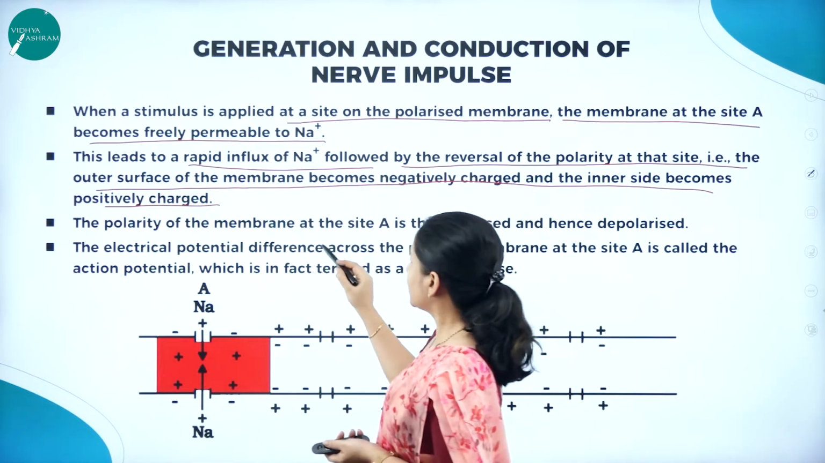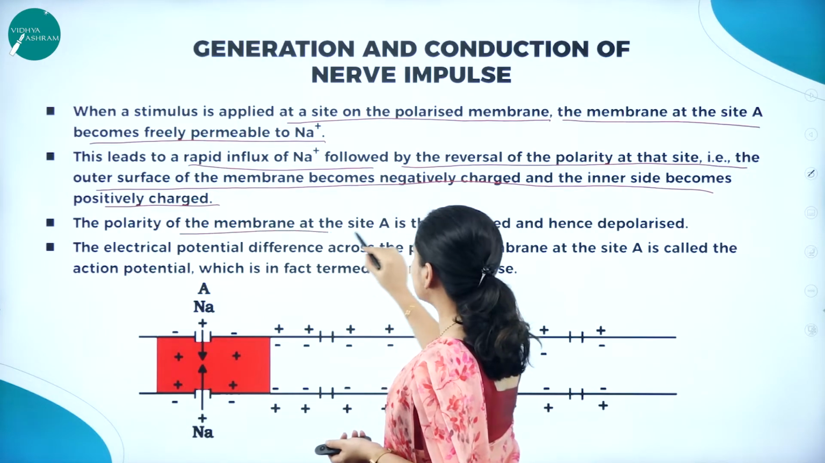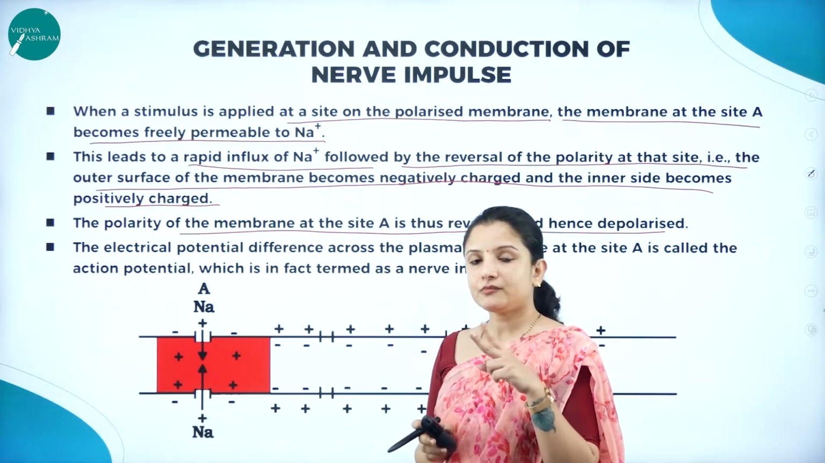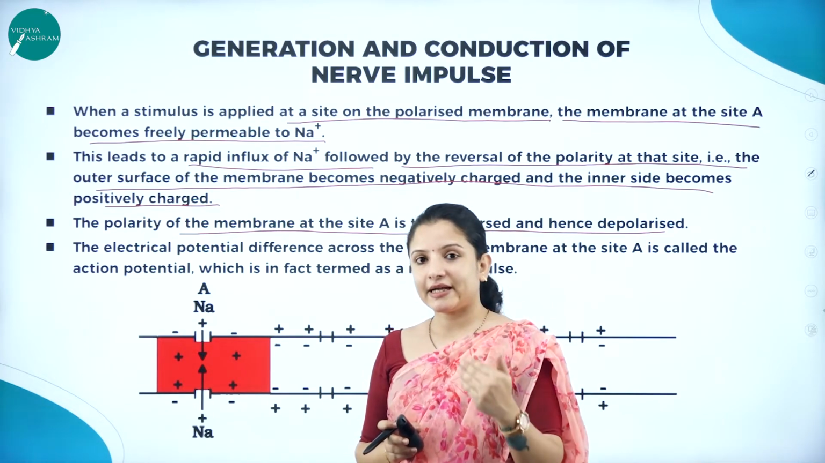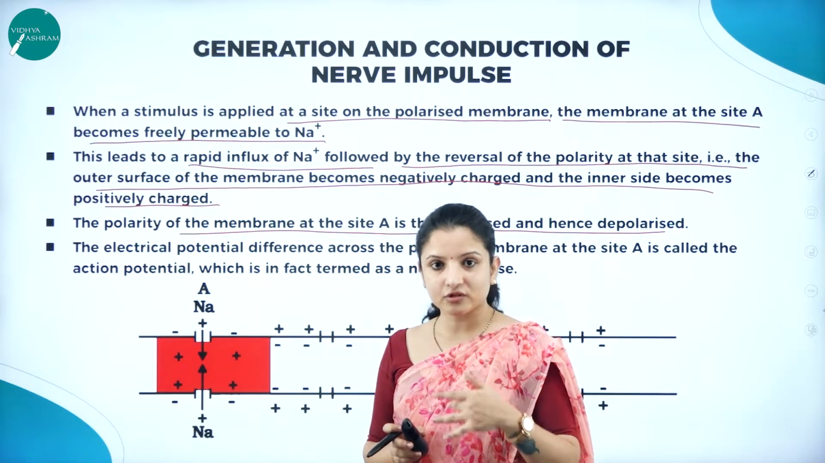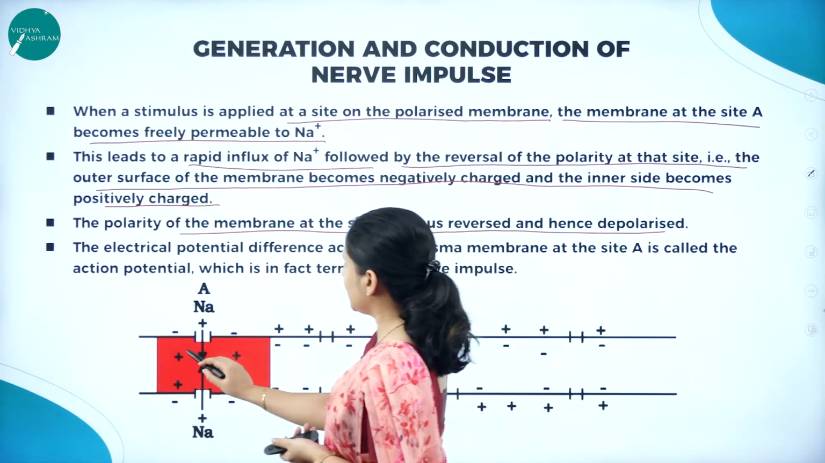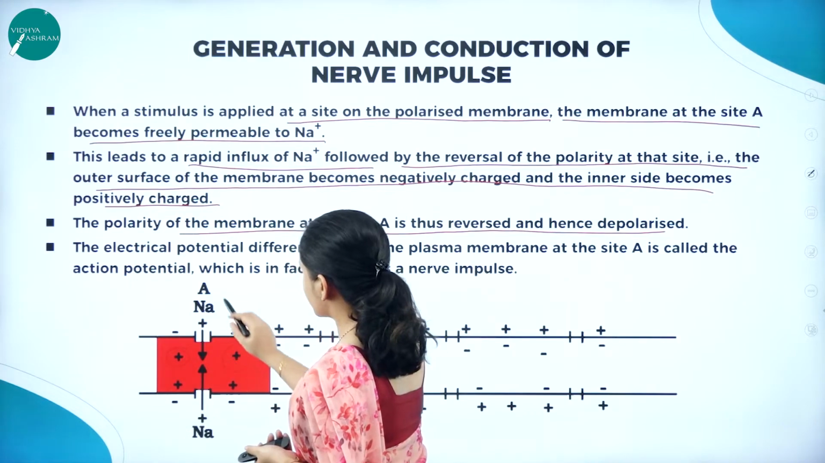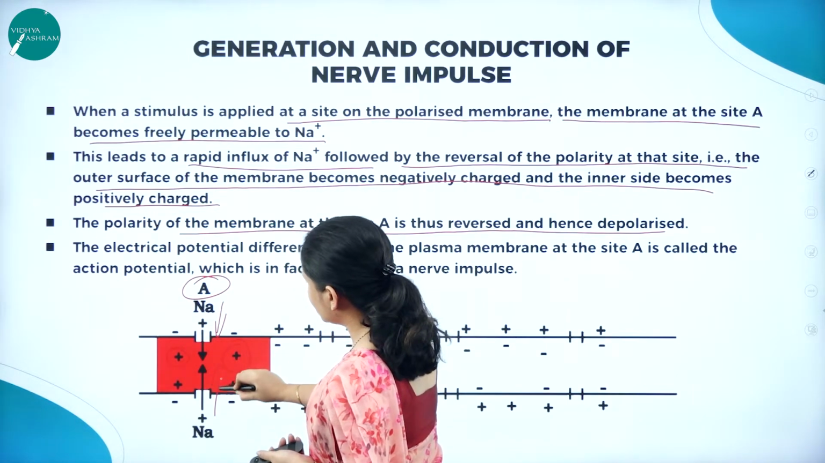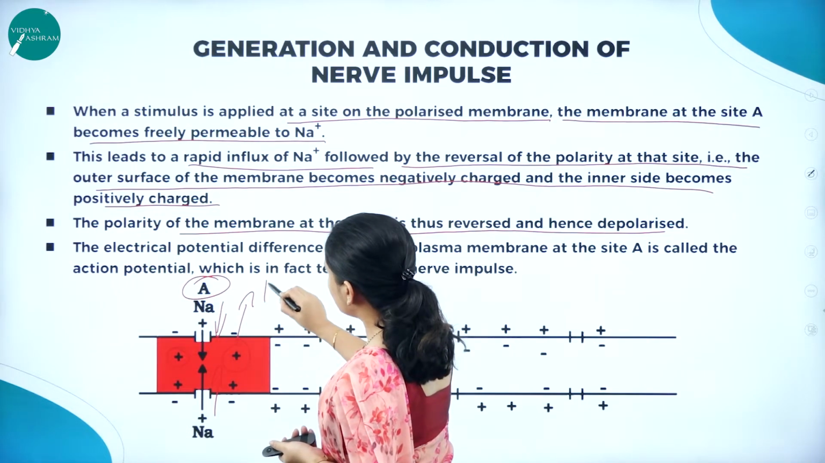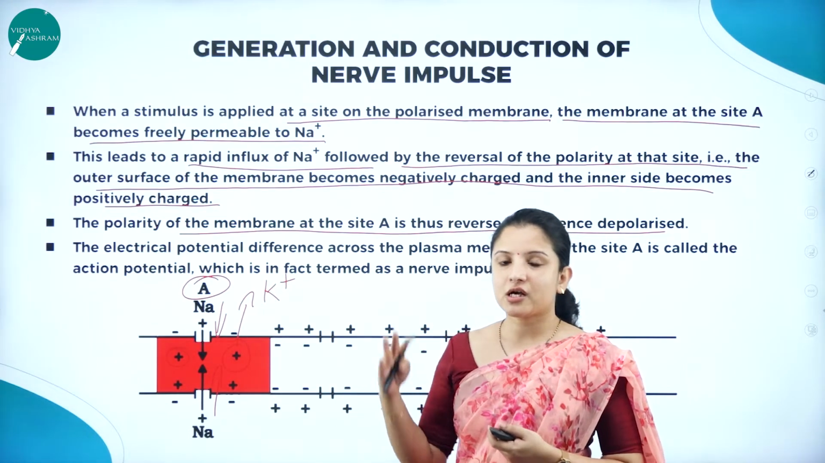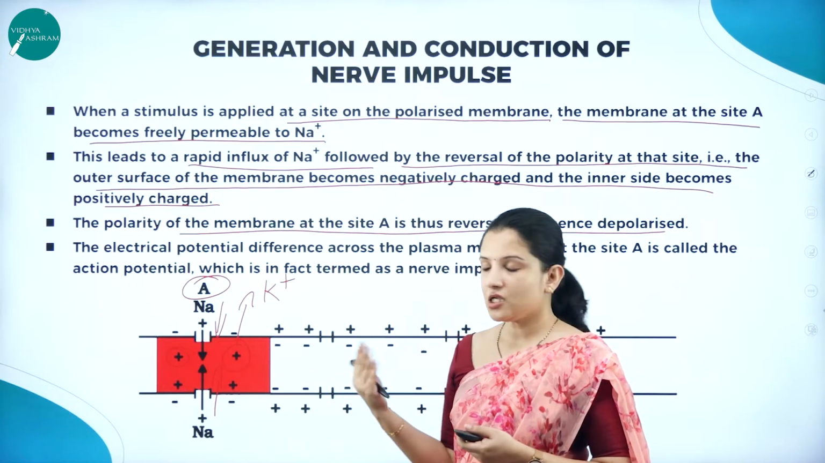So the polarity of the membrane at the A site is thus reversed and hence it becomes depolarized. Polarized means inside is negative, outside is positive. Depolarized means inside is positive, outside is negative. If you can see here, wherever depolarization occurred at site A, the sodium ions are entering and the potassium ions are moving out. Therefore, inside it is becoming positively charged and outside it is becoming negatively charged.